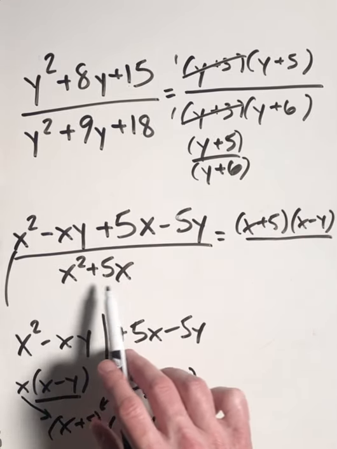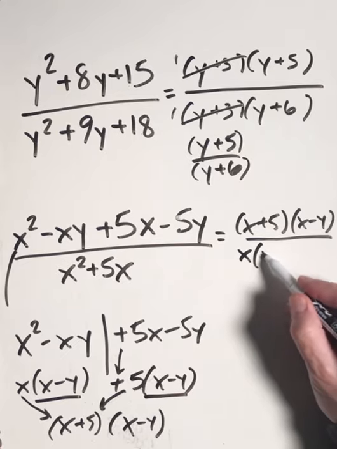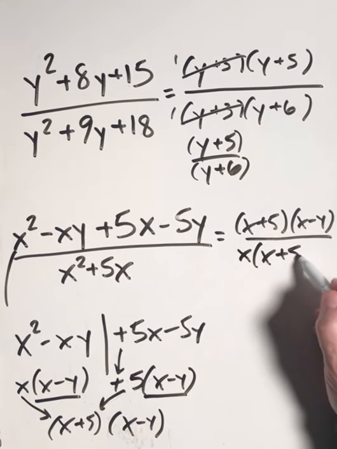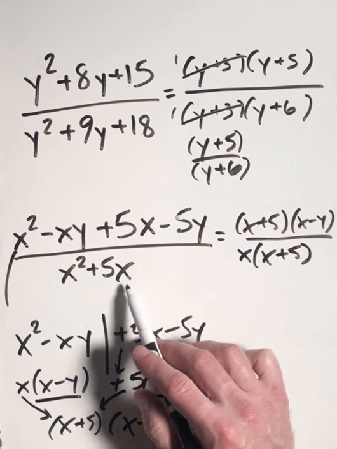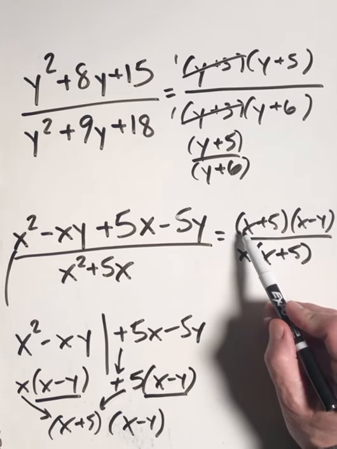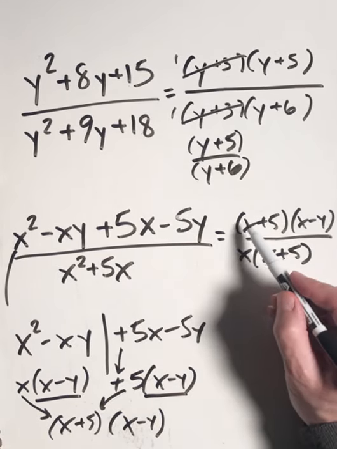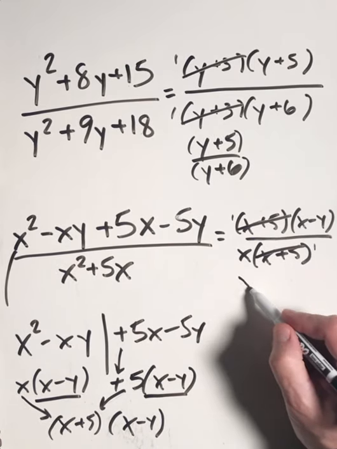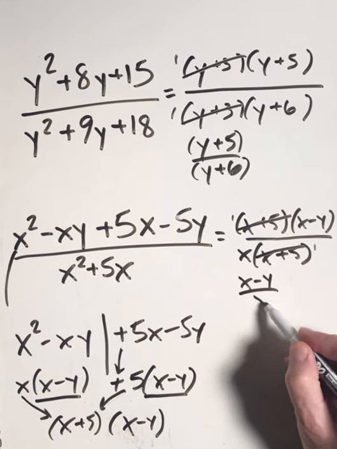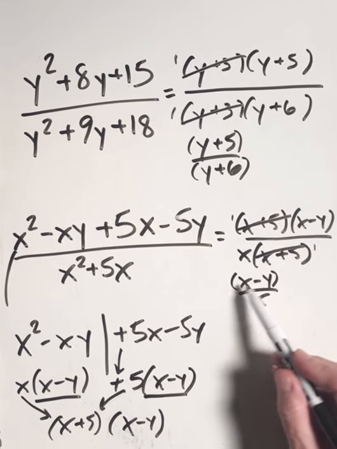My denominator here, I have an x squared plus a 5x, so I can factor an x out of here. That would be an x times x plus 5, because x times x is x squared, and x times plus 5 is plus 5x. I have a factor of x plus 5 here in the numerator, and a factor of x plus 5 in the denominator, so those divided by themselves equal 1, and that would leave me with x minus y over x. Remembering that this x minus y is a binomial, so it is protected.